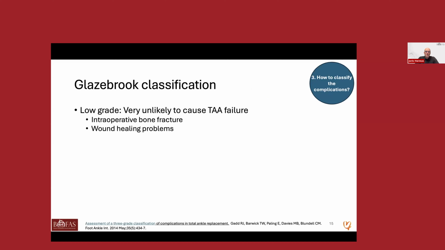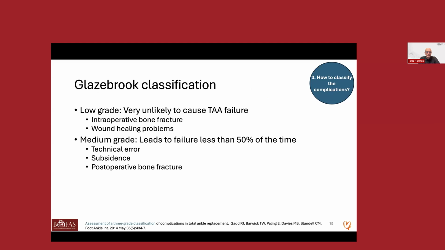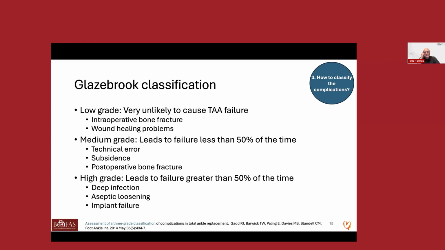Another way you can classify the complications is the Glazebrook classification. They assess the risk of total ankle replacement failure. For instance, the low grade are the intraoperative bone fracture and the wound healing problems, while the medium grade leads to a failure rate of less than 50% of the time, like a subsidence or postoperative bone fracture, while a high grade leads to a failure rate of higher than 50%, as you can imagine, with deep infection or septic loosening.